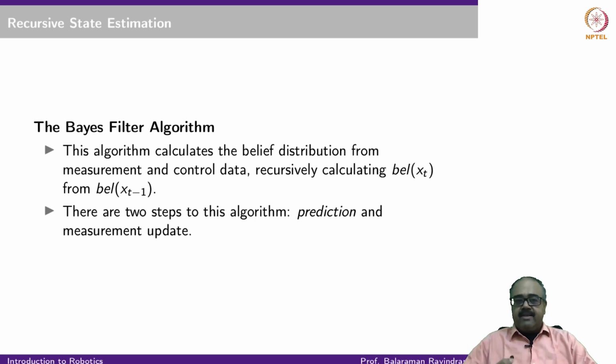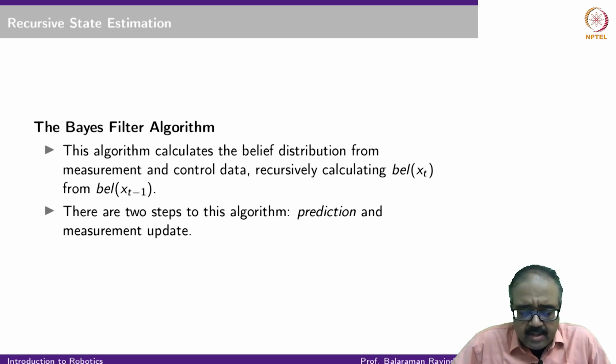Given that I have all of these, how do I take bel xt minus 1, the distribution of states at time t minus 1, and use that to compute bel xt? As you could guess, there are two steps to this algorithm. We have the prediction step, where we compute bel bar of xt from bel xt minus 1, and a measurement step, where we compute bel xt from bel bar xt. Is that clear? So let's move on.